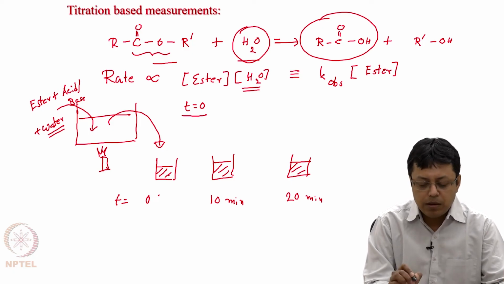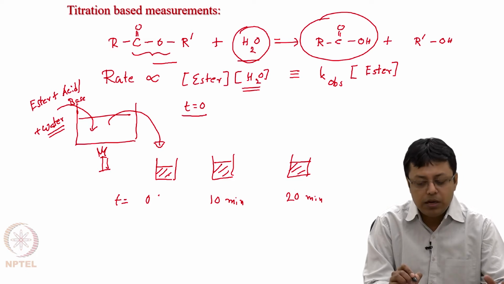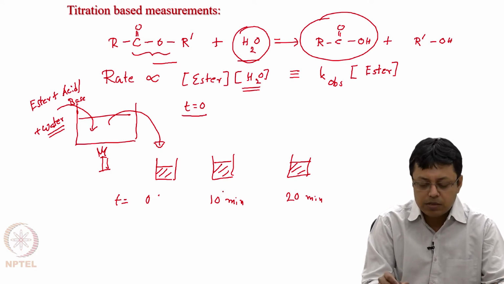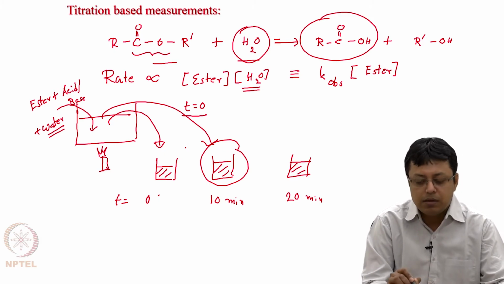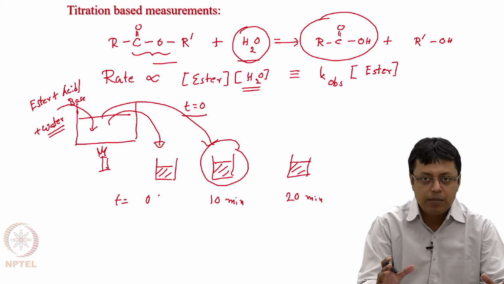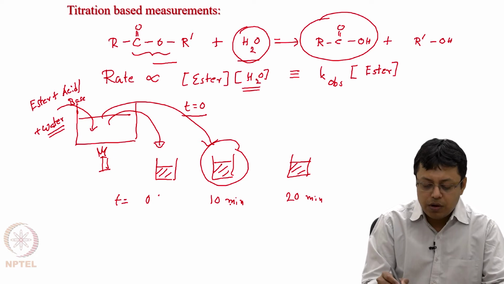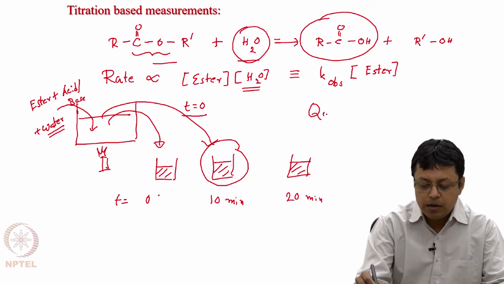Now one crucial point here is that the moment you take this out, suppose after 10 minutes I take out the same volume of the mixture, within this sample the reaction will still proceed. Your titration takes some time to perform, but you don't want the reaction to happen during the period of titration. So what you want is a reaction mixture after 10 minutes, and immediately you want to stop the reaction. This is generally known as quenching the reaction.